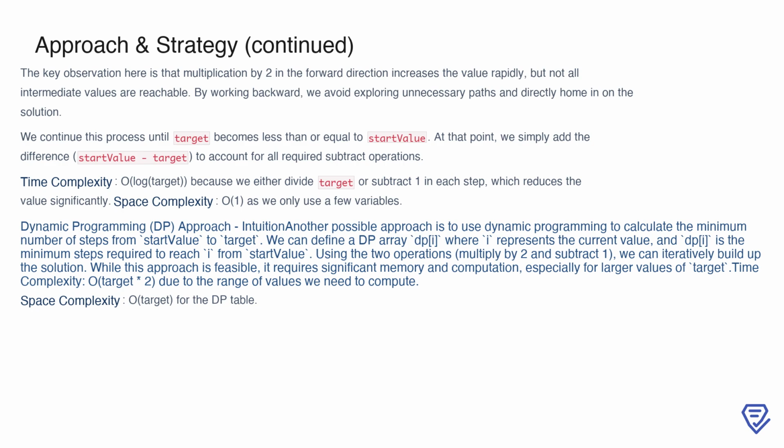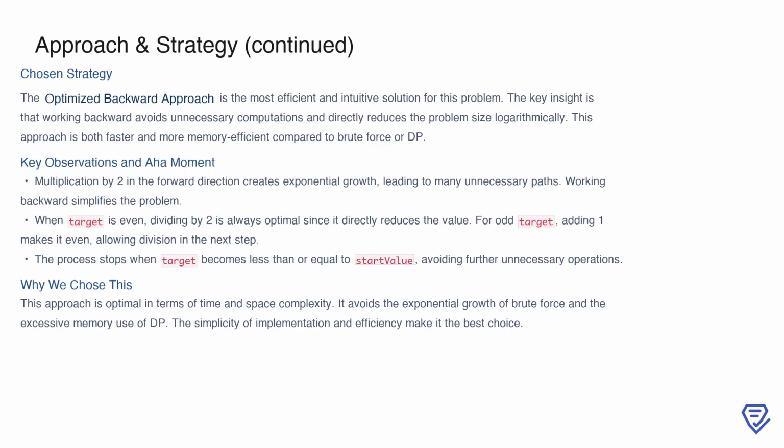While this method is more structured, it requires substantial memory and computational effort, especially for larger values of target. Specifically, its time complexity is O(target * 2), and its space complexity is O(target), due to the size of the DP table. The optimized backward approach stands out as the most efficient solution for this problem. The key insight is that working backward avoids unnecessary computations and directly reduces the problem size in a logarithmic manner. This makes it both faster and more memory efficient than the brute force or dynamic programming approaches.